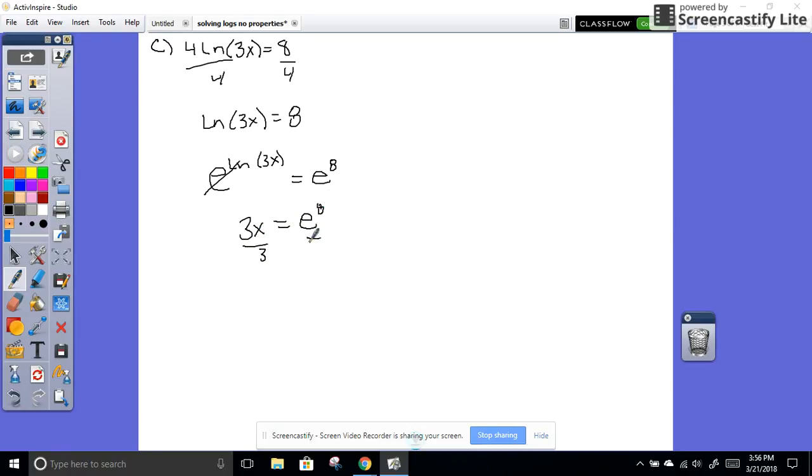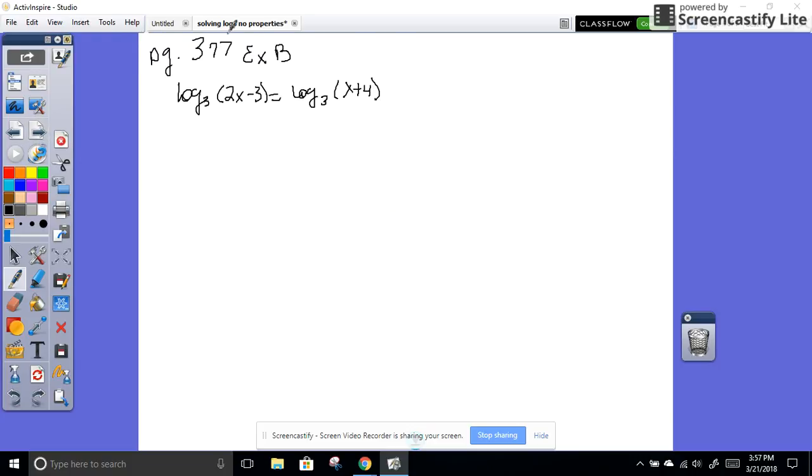Divide both sides by 3. X equals whatever e to the 8th power is, divided by 3. You'd have to use a calculator and get an approximate value. I'm not going to waste my time to do that because you can type that in the calculator.